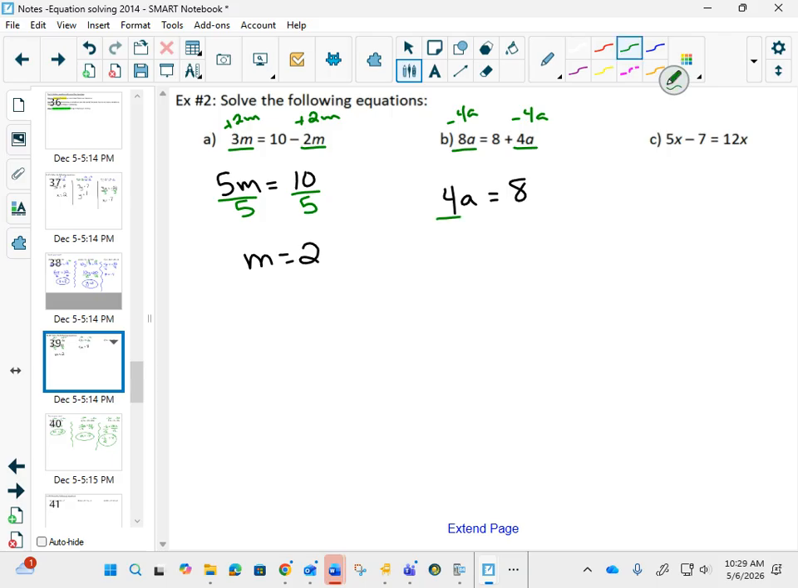And now we can do the opposite of multiplying by 4, dividing by 4. Here's our answer.